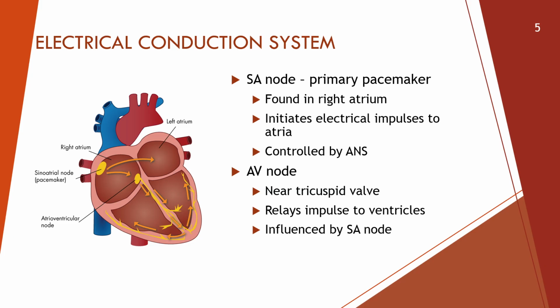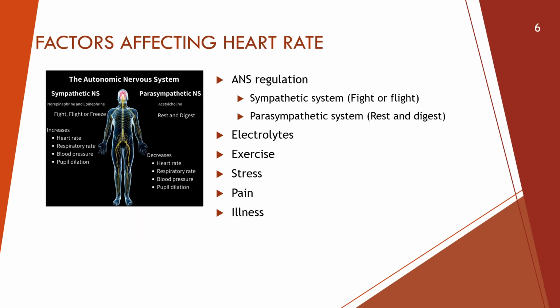Now, if something happens to that SA node, the primary commander of the ship, the AV node is going to take over as the secondary pacemaker. It can only signal the heart to beat between 40 to 60 times per minute, though, but at least blood is still circulating. As I just mentioned, the autonomic nervous system controls the primary pacemaker of the heart.